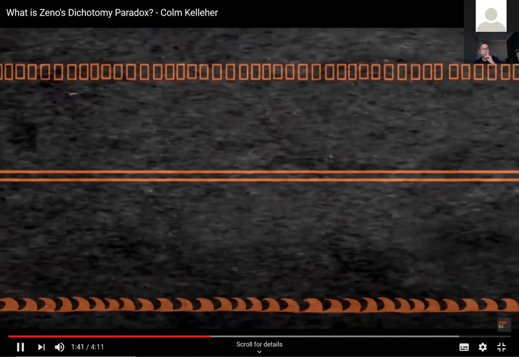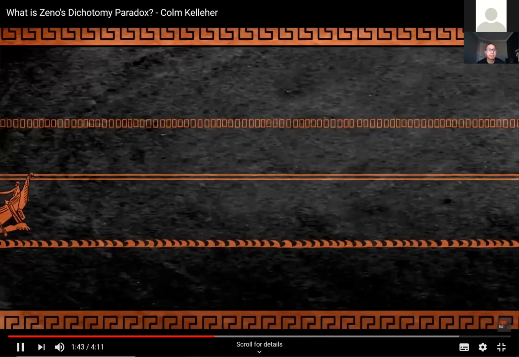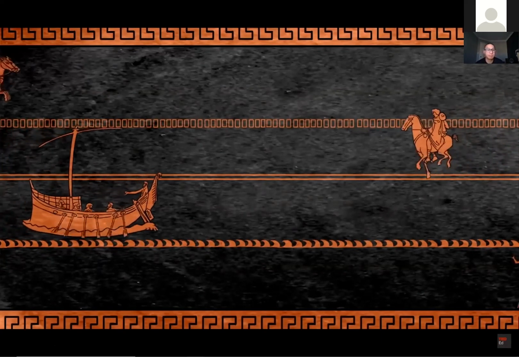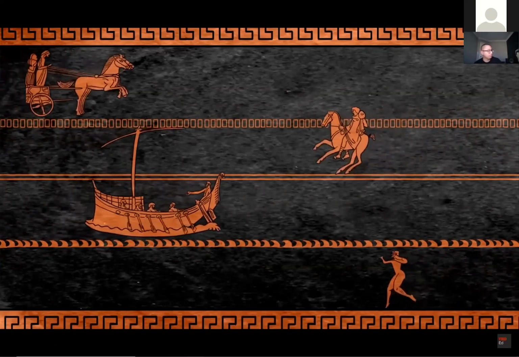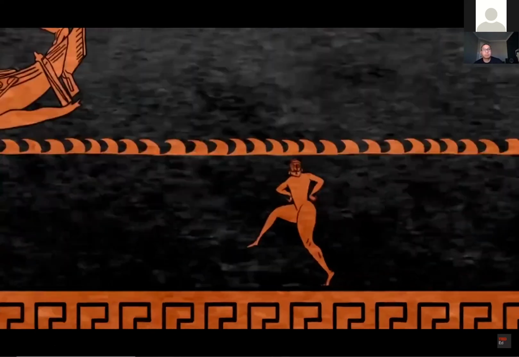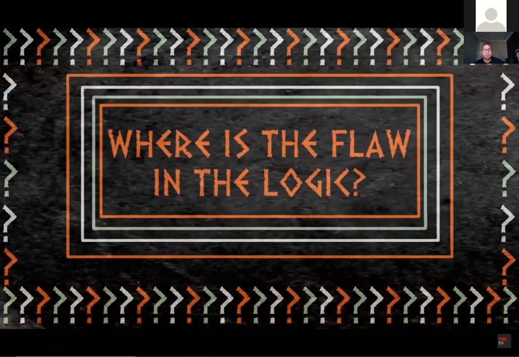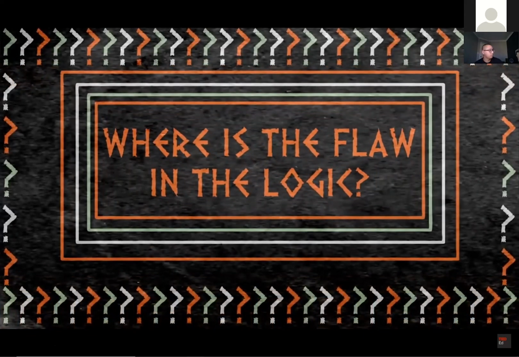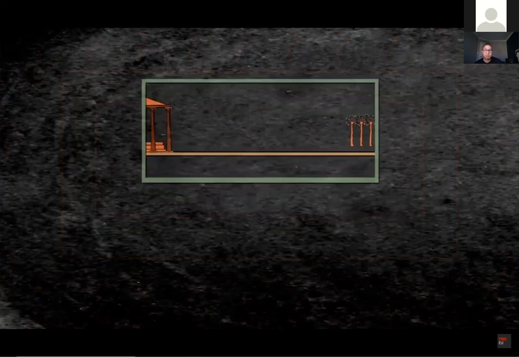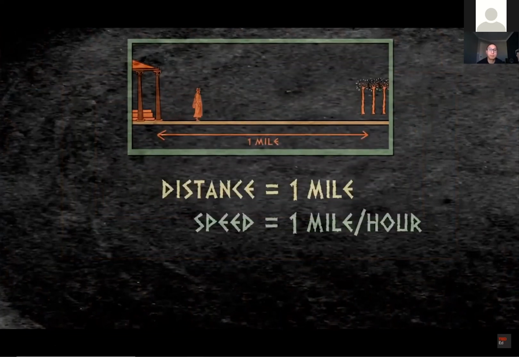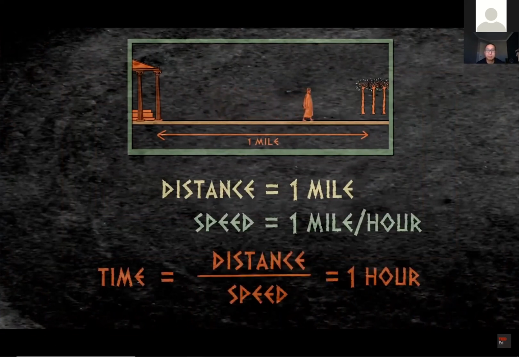This argument, by the way, is completely general. It says that travelling from any location to any other location should take an infinite amount of time. In other words, it says that all motion is impossible. This conclusion is clearly absurd, but where's the flaw in the logic? To resolve the paradox, it helps to turn the story into a math problem. Let's suppose that Zeno's house is 1 mile from the park, and that Zeno walks at 1 mile per hour. Common sense tells us that the time for the journey should be 1 hour.